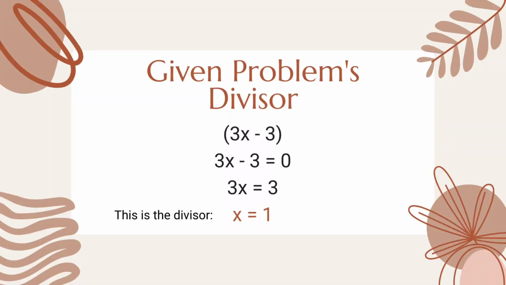Now that we have our given problem's dividend, let us look for our given problem's divisor. We have been given 3x minus 3. Now, we need to find its 0. 3x minus 3 equals 0. We transpose our -3 to the other side of the equal sign, which makes it +3. So now, it's 3x equals 3. The problem is still not in its standard form. In order for it to be x equals something, we need to divide both sides by 3. After dividing, we get an answer of x equals 1. This value will now be our divisor.